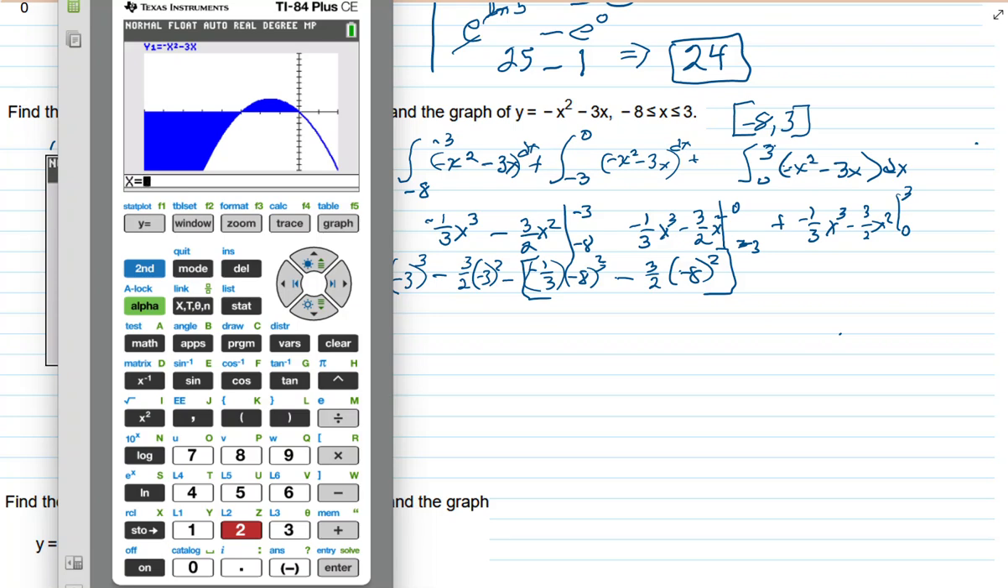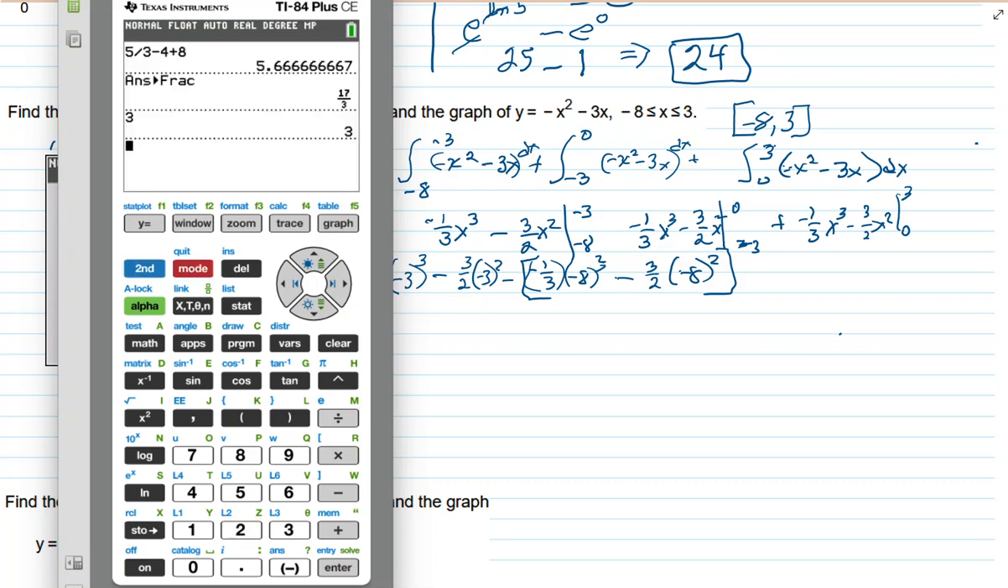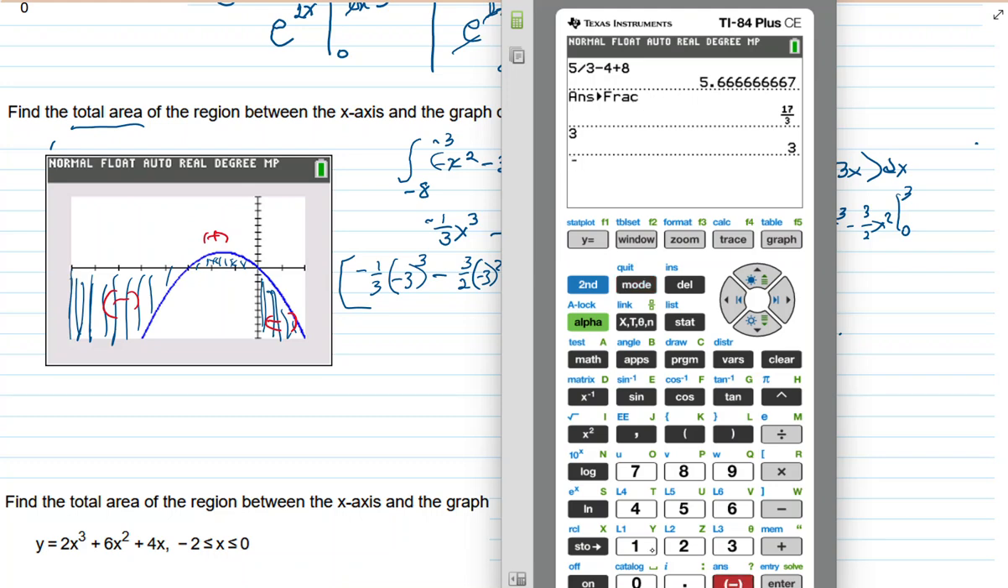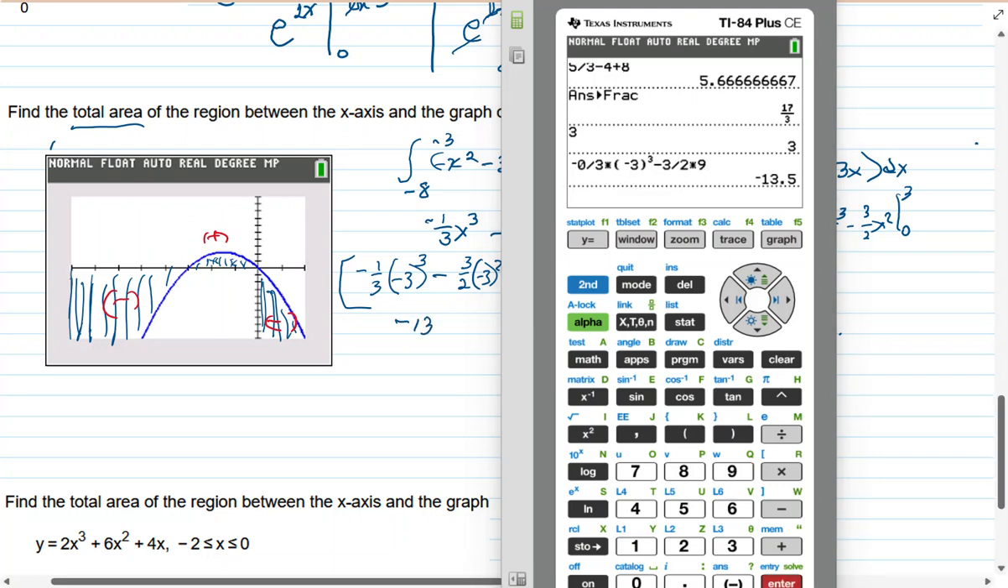All right, but back to our problem. We want to go on the home screen, and we want to do some math. So I had a negative 1 divided by 3 times, in parentheses, a negative 3 cubed minus 3 divided by 2 times 9, because that's what that is. And I get a negative 13.5, it looks like.